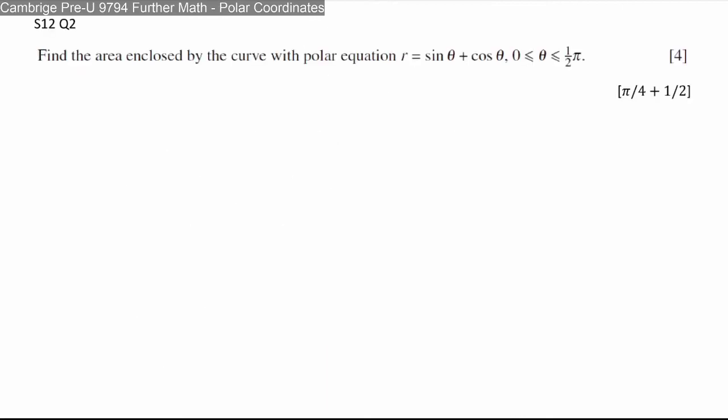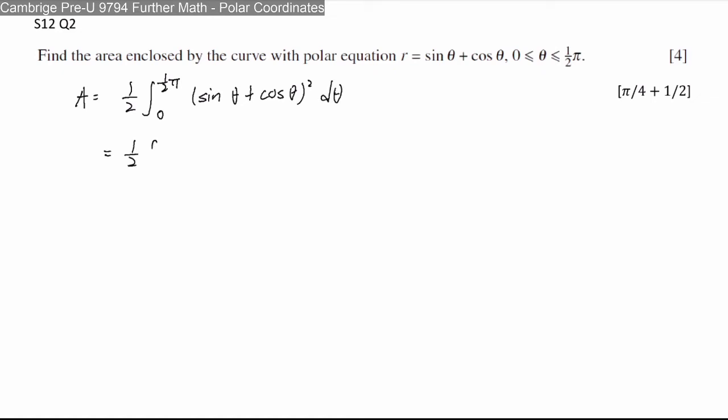Okay, next one. Summer 2012. Find the area enclosed by the curve with polar equation r equals sine theta plus cos theta. Basically, there's nothing else given. We are just asked to find the area from 0 to half pi for theta of this polar equation. This one is not really difficult. We just have to recall how we get the area. The area is again half the integral of r squared d theta, and we are integrating from 0 to half pi. This is the range given for theta. In this case, r squared is (sine theta plus cos theta) squared.